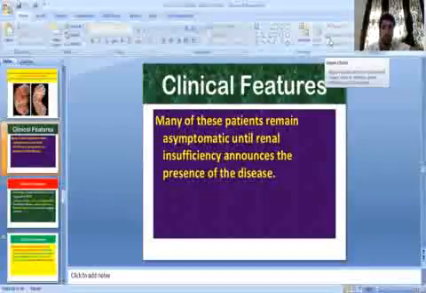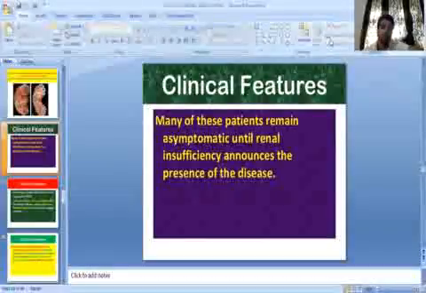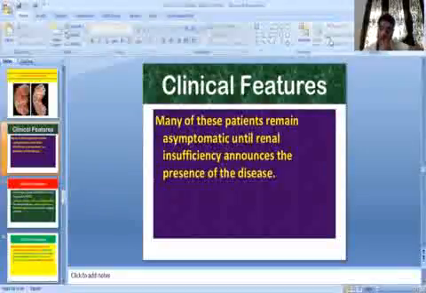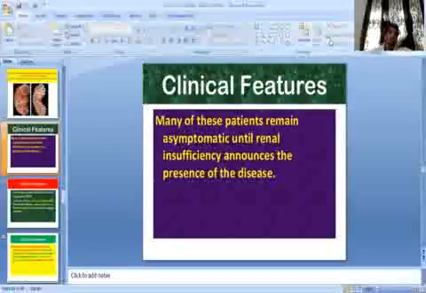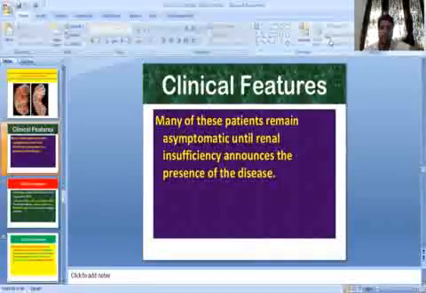In previous classes, we discussed the definition, pathophysiology, causes, and morphology of polycystic disease. Today we will discuss the clinical features, diagnostic tools, and treatment of polycystic kidney disease. Let's begin with clinical features.